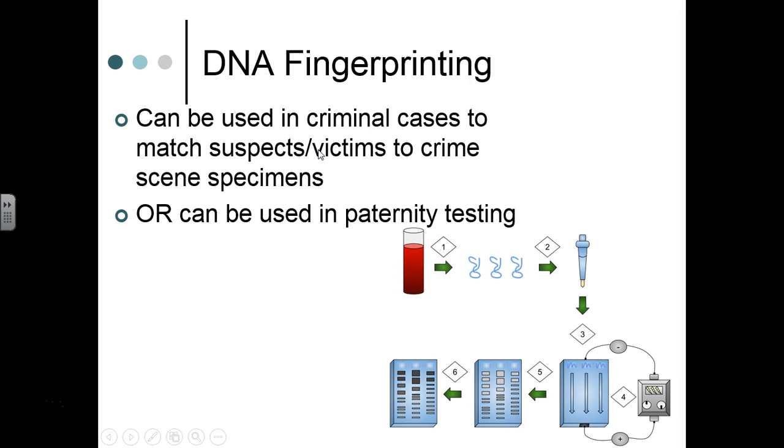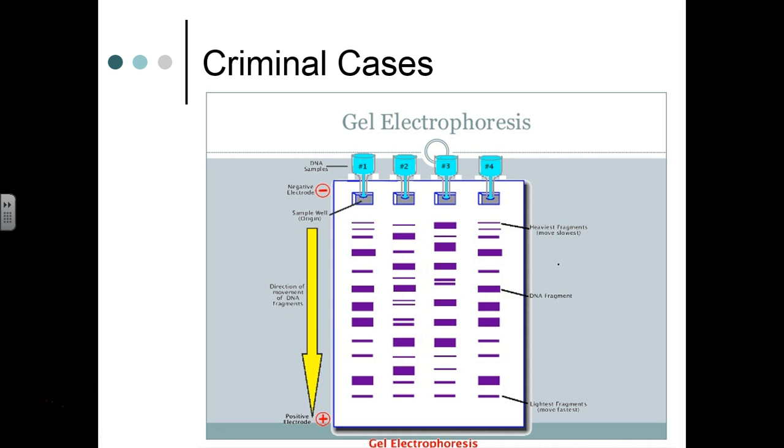And this can be used in criminal cases to match suspects or victims to crime scene specimens, or it can be used in paternity testing. Again, a sample is made, PCR is done to make copies of that DNA. It's added into a gel, electricity is added, the DNA separates out, and then we have an image to compare. So we're going to talk about how we use those in our analysis.